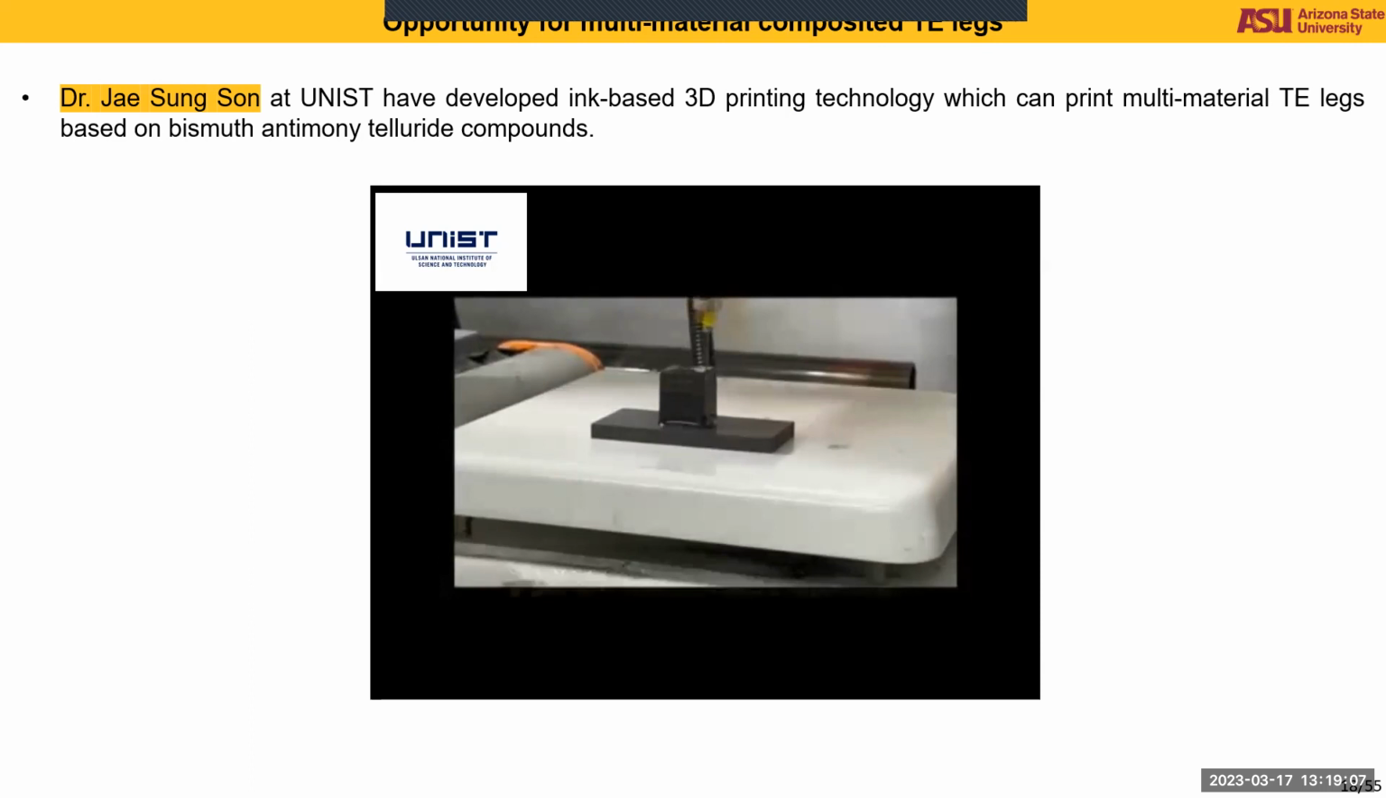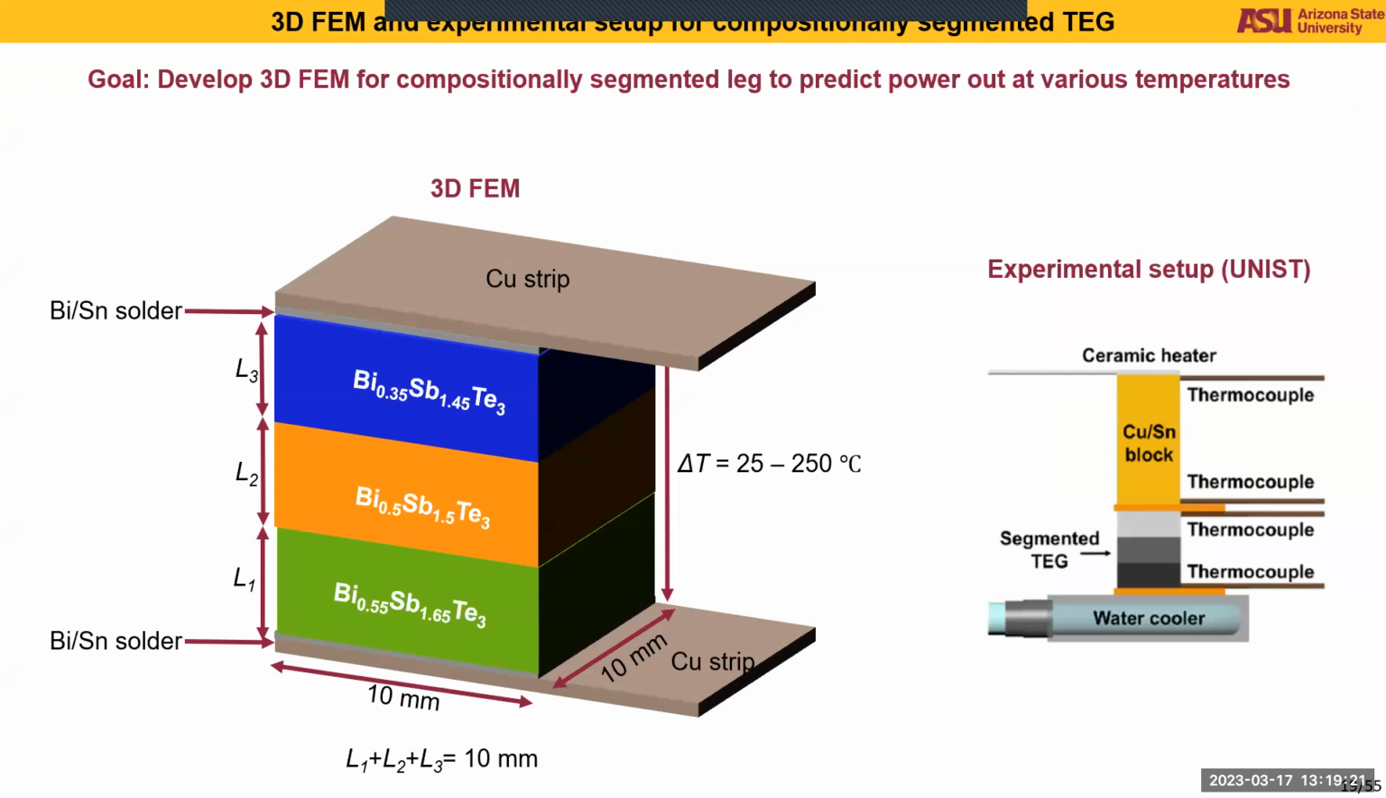So using this printing technique, you can basically print segmented TE legs, but we have to verify if this segmented TE leg is better than a TE leg that uses just a single material. So to do that, we performed three-dimensional finite element analysis. And the researchers at the university performed experiments with a setup that looks something like this. But another task we also performed is that we tried to figure out what should be the ideal length of each segment so that we utilize the maximum power output from each segment.